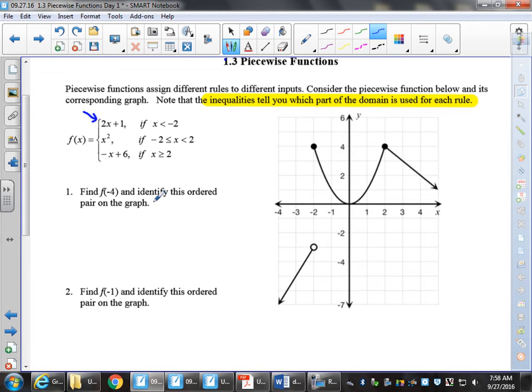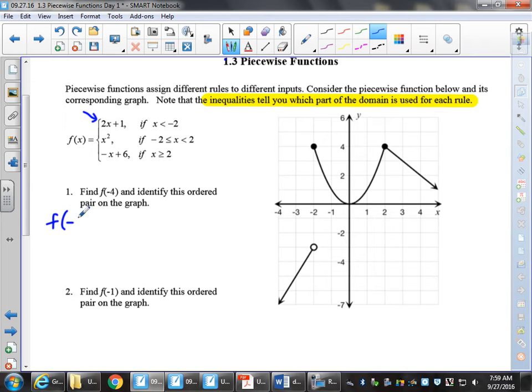Did you all hear him? No. Say it nice and loud, because you're absolutely right. The rule here is when x is less than -2, which function am I using? Very good. So let me say that again. This is key. We're asked to find f of -4. When I look at these inequalities, -4 is less than -2. Therefore, I know to use 2x plus 1.